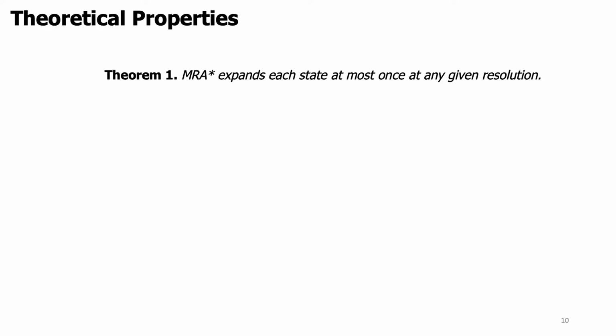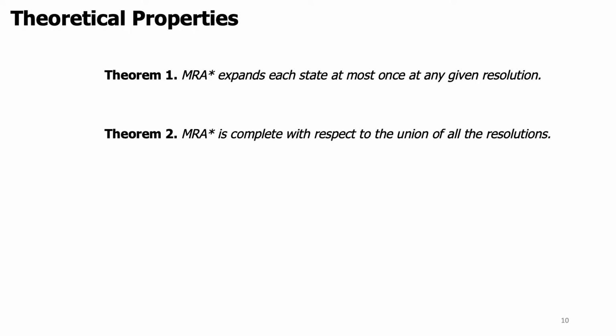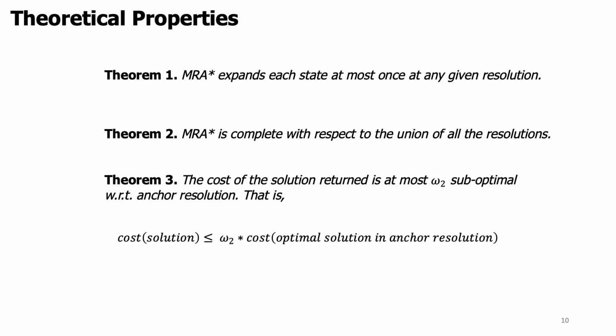Here are the properties of MR star. Firstly, since MR star only expands a state once in one space, then theorem 1 holds. Secondly, the search stops when the solution is found or all spaces are exhausted, so it is complete in the union space of all resolutions. At last, since all searches are controlled by the anchor condition, the solution cost from any search is bounded as in theorem 3. The details of the proof are presented in the paper.